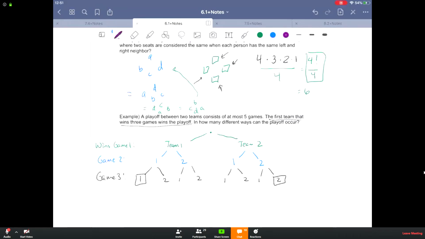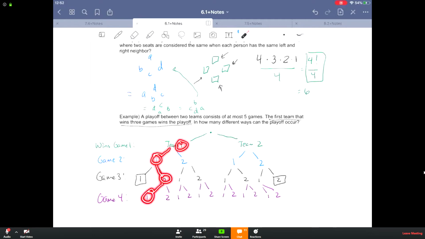All right, so we're done with that first branch, but this number 2, so game 4, this number 2 can branch off into 1, 2, and that 1 can branch off into 1, 2, 1, 2, 1, 2, 1, 2. Then you check to see which ones are finished. I got 1, I got 1, 2, I got 1 there. I got 3 ones, so that one is done.